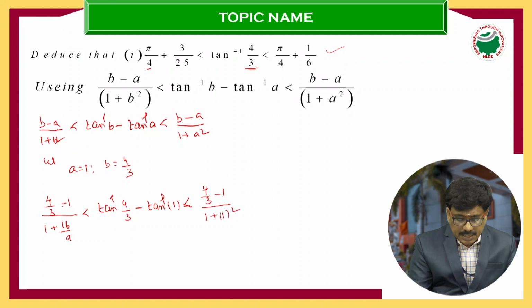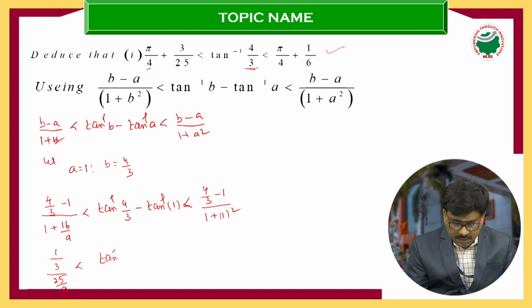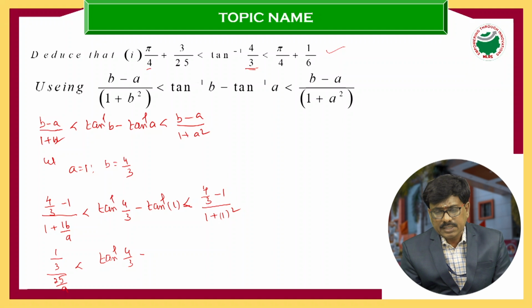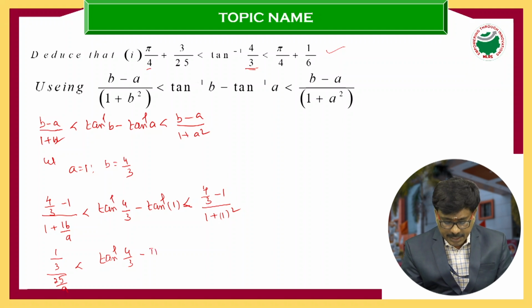Okay, if I take this LCM, what happens? This becomes 1 by 3 numerator whole divided by, this becomes 25 by 9, less than tan inverse of 4 by 3 minus, already you know what this one is. How do you write tan inverse of 1? Tan inverse of 1 means what? 1 can be written as tan pi by 4. Tan inverse of tan pi by 4 is nothing but pi by 4, less than 1 by 3 whole divided by 2.